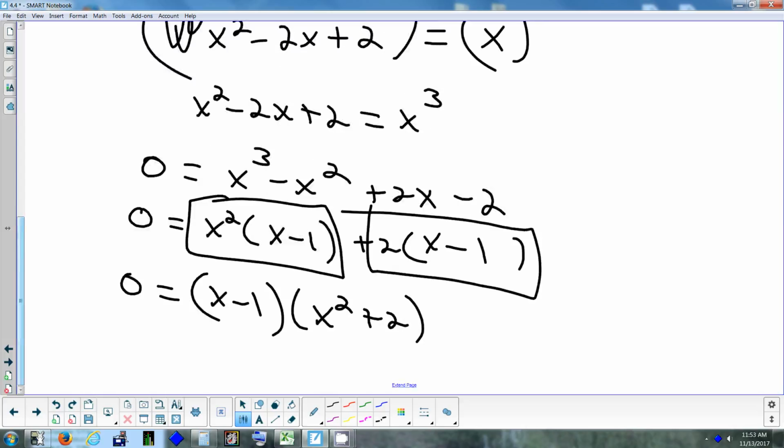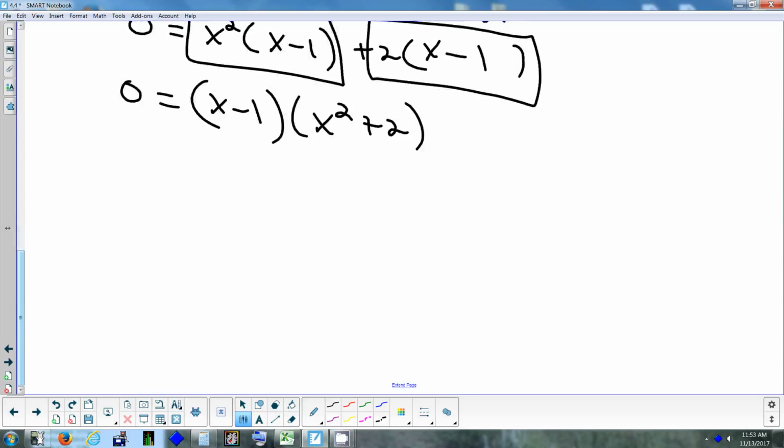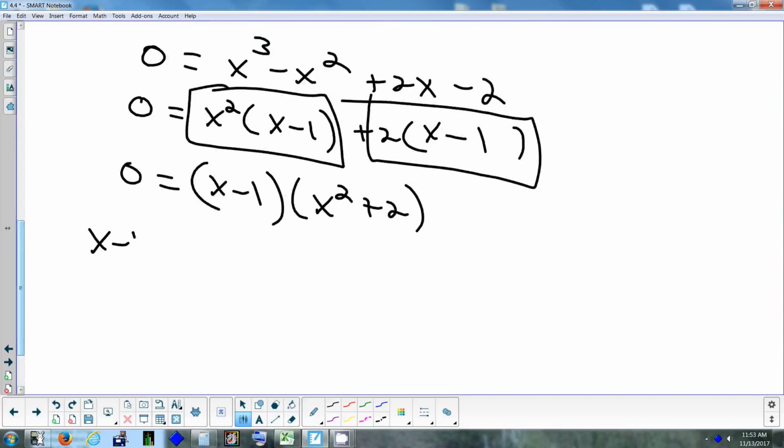Now, we're multiplying something times something, and we're going to get 0. What's the only way you can multiply 2 things together and get 0? If it's by 0. Yeah, if you're multiplying by 0. Either one of them or both of them are 0. So, set the first one to 0. Set the second one to 0.